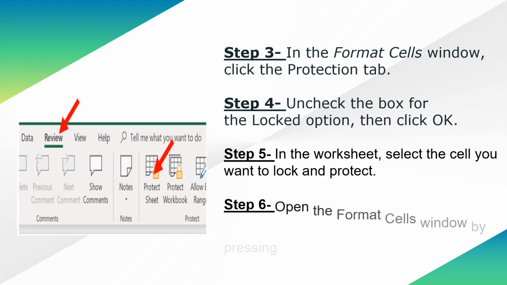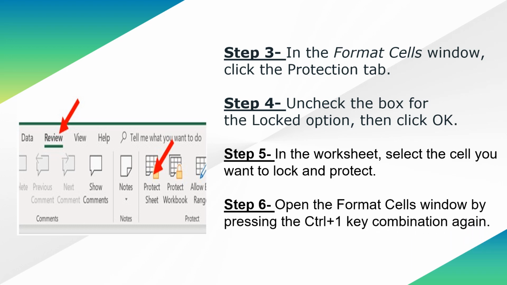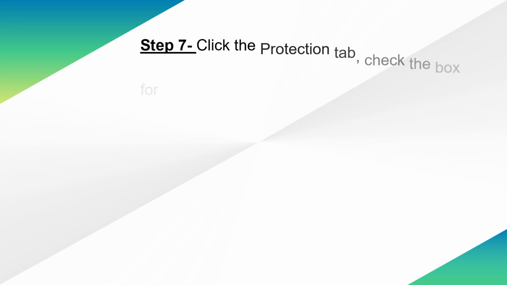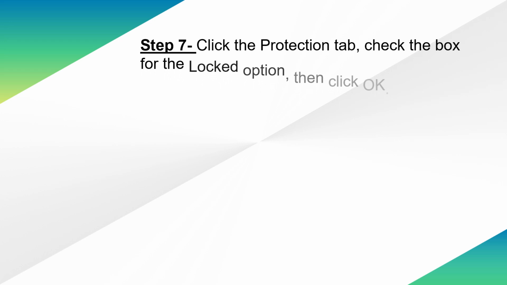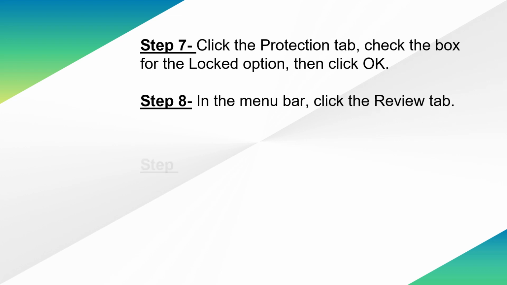Step 6. Open the Format Cells window by pressing the Ctrl plus 1 key combination again. Step 7. Click the Protection tab, check the box for the locked option, then click OK. Step 8. In the menu bar, click the Review tab.